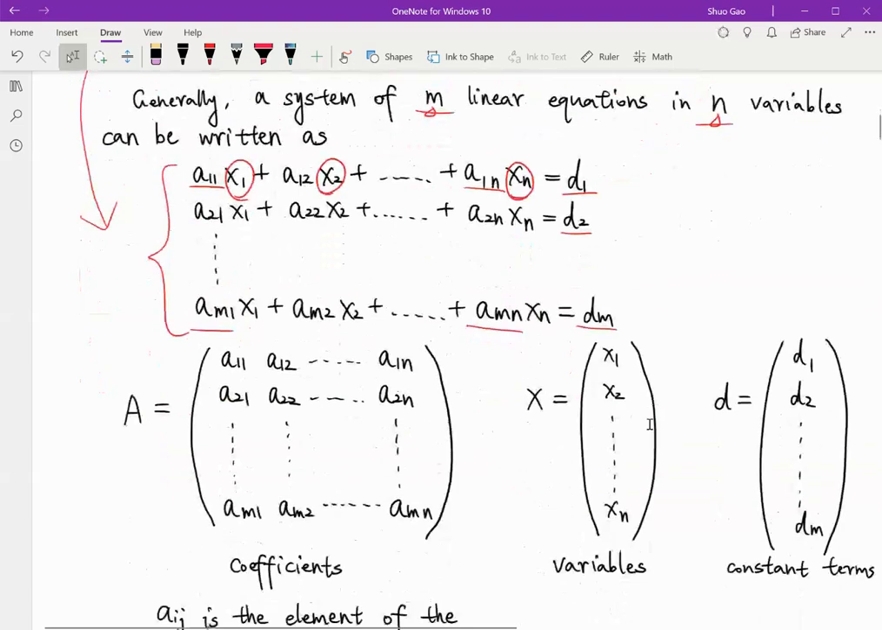Okay. So for this equation system, first we have m equations, right? So this is the first equation, the second equation, and so on up to the m-th equation. And we have n variables. So they are x1, x2 to xn, right? So these are the variables that we don't know and we want to solve them.